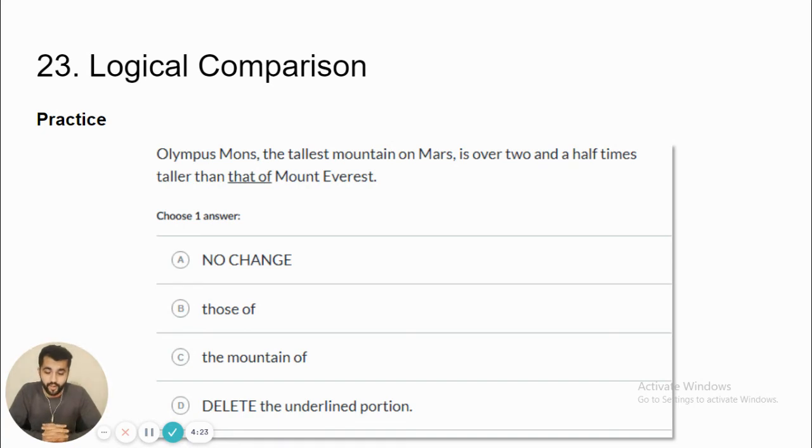The correct option, I'm afraid, would be option number D, delete the underlined portion. So when we delete the underlined portion, then we are comparing a mountain with a mountain. So let's read again. Olympus Mons, the tallest mountain on Mars, is over 2.5 times taller than Mount Everest. Now it's correct. So that's how you handle logical comparison questions. In the next video, we will cover another grammar topic.